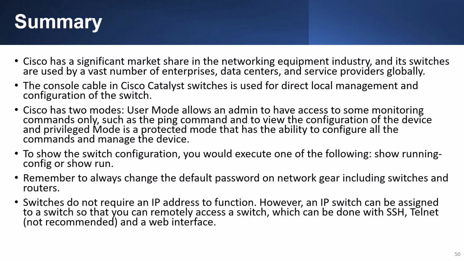Cisco has two modes. User mode allows an admin to have access to some monitoring commands only, such as the ping command, and to view the configuration of the device. Privilege mode is a protected mode that has the ability to run all the commands and manage the device. To show the switch configuration, you could execute one of the following commands: show running-config or show run.